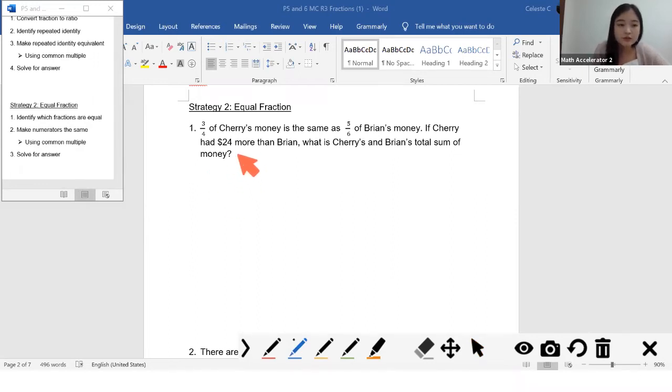Okay, so question 1. Let's read the question. Okay, 3/4 of Cherry's money is the same as 5 out of 6 of Brian's money. Keyword, same. Okay, so you have these two fractions and they say it's the same. If Cherry had $24 more than Brian, what is Cherry's and Brian's total sum of money?